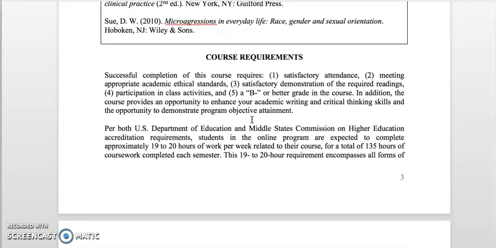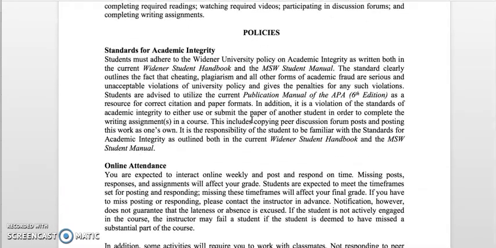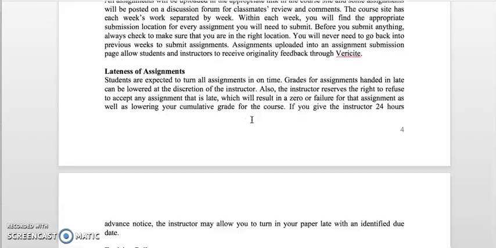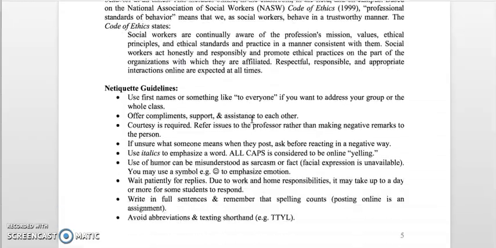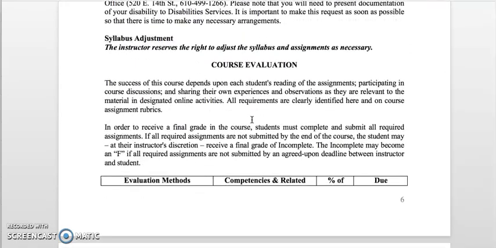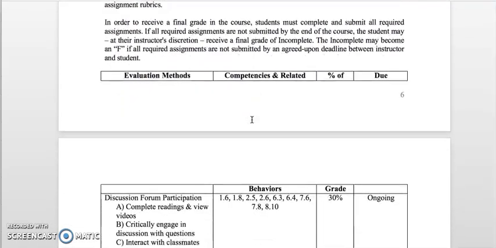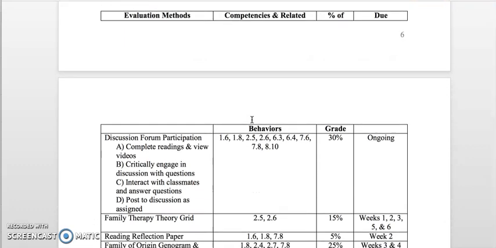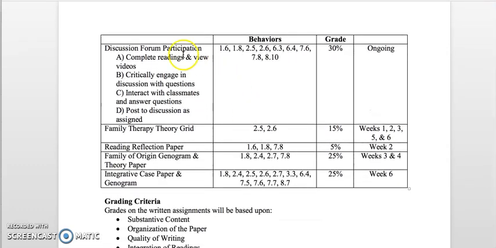All right, let's continue. The policies are all very specific. This is a 600 level course, so this shouldn't be your first time at the rodeo. So I'm just going to go right to the assignments. Our evaluation methods in this course include discussions, and you can see that they happen just about every week.